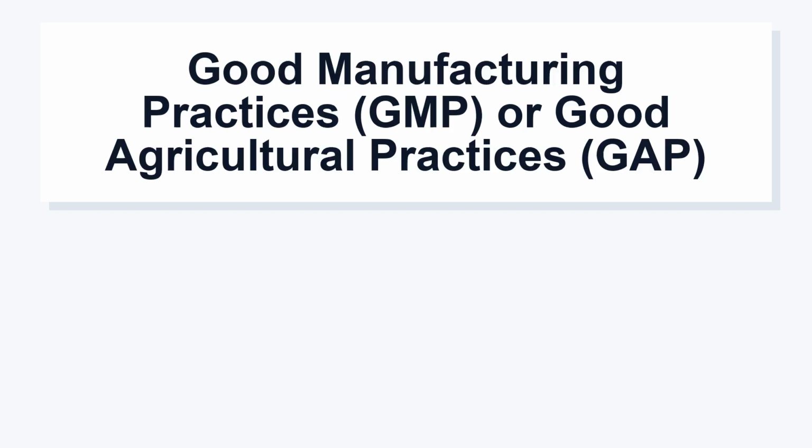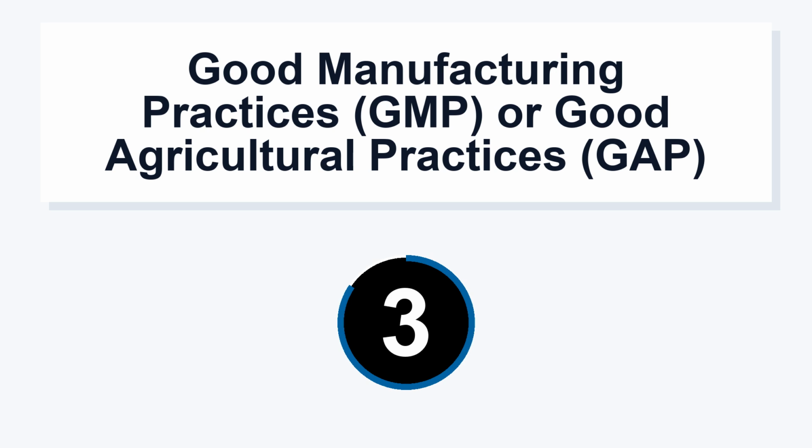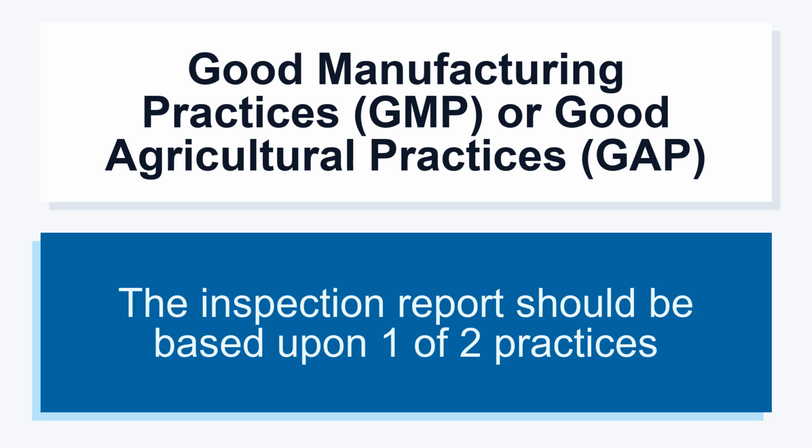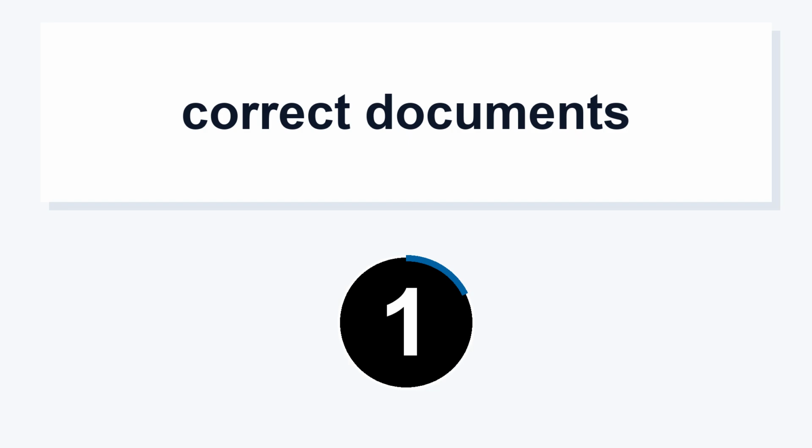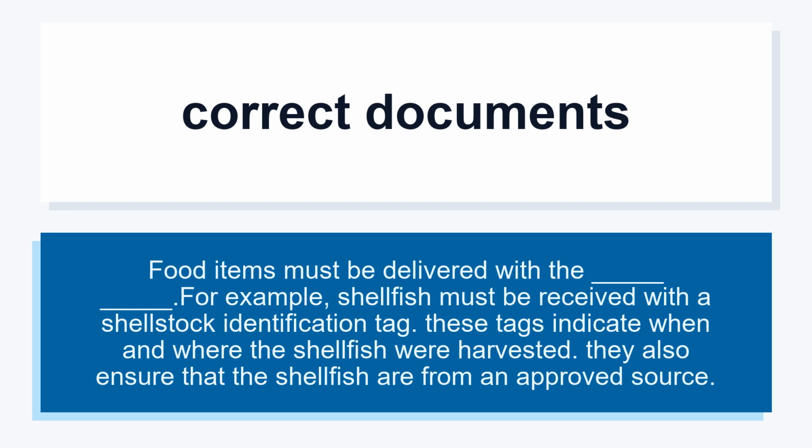Good manufacturing practices, GMP, or good agricultural practices, GAP. The inspection report should be based upon one of 2 practices. Correct documents. Food items must be delivered with the correct documents. For example, shellfish must be received with a shell stock identification tag. These tags indicate when and where the shellfish were harvested. They also ensure that the shellfish are from an approved source.